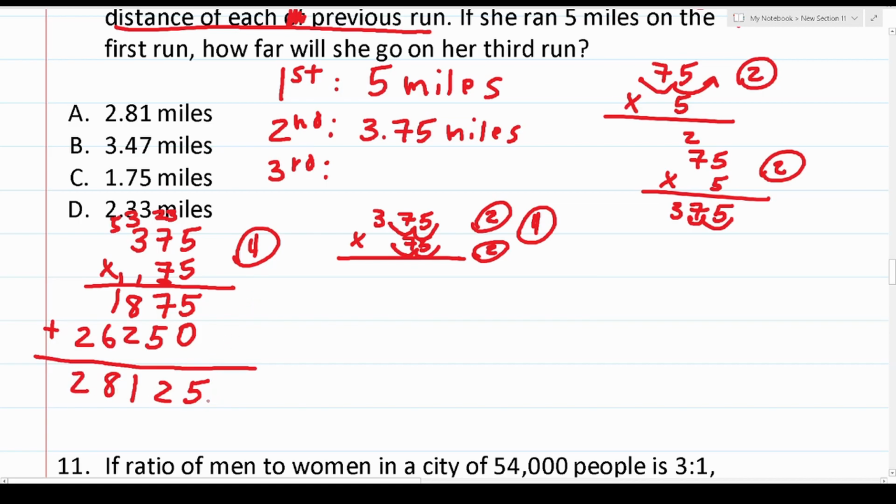Shift our 4 decimals back in. 1, 2, 3, 4. And we can see that in total, on her third run, she ran 2.81 miles. Again, we're just going to drop off this 0.25 since our answer choices only went 2 decimal places. So the answer to this one is A. Got a lot of work, nothing too difficult, but very tedious.